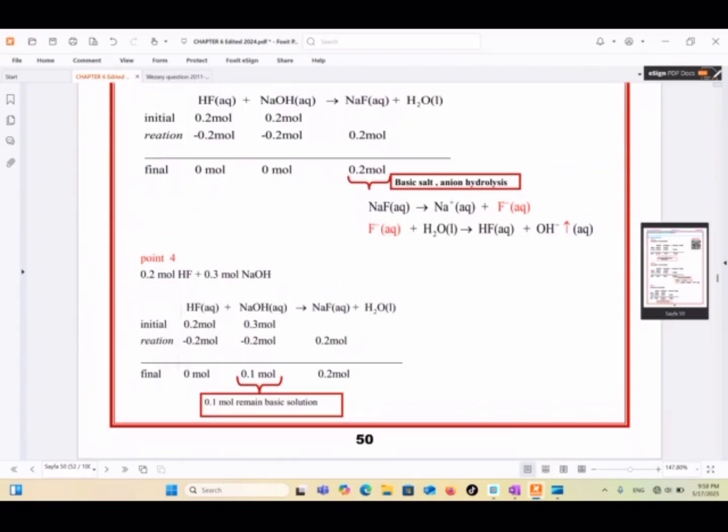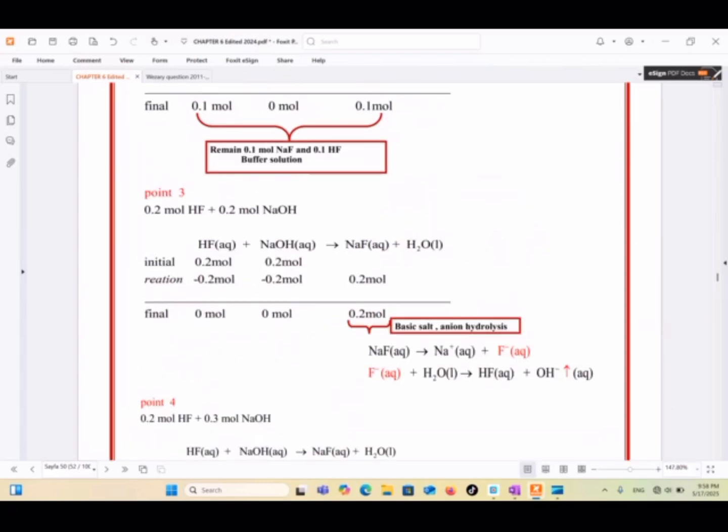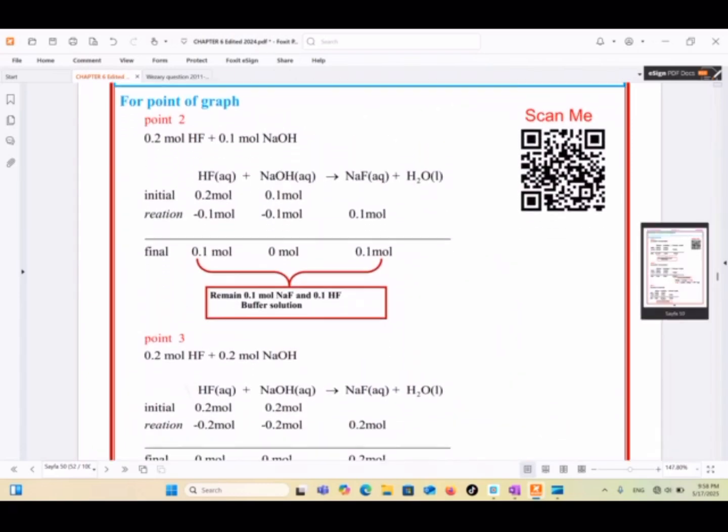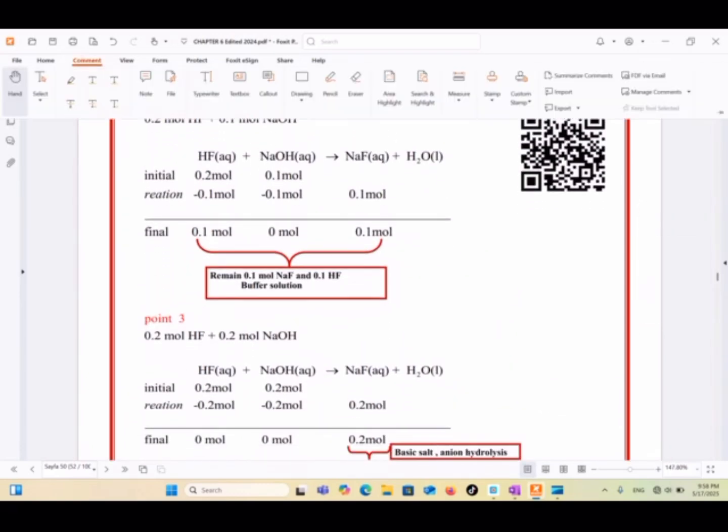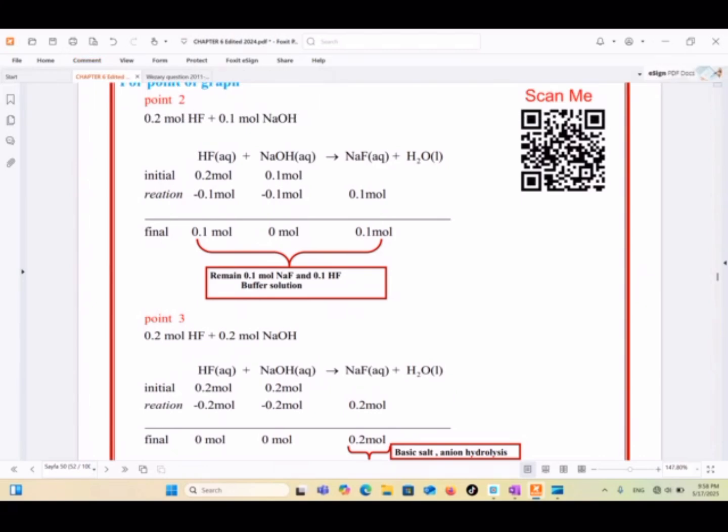In this case, guys, the condition for a buffer to be formed is that we have an amount of the weak acid or weak base with its salt remaining in the solution. Have a look at this. The amount of the weak acid is higher than the strong base. This will form a buffer, but how?